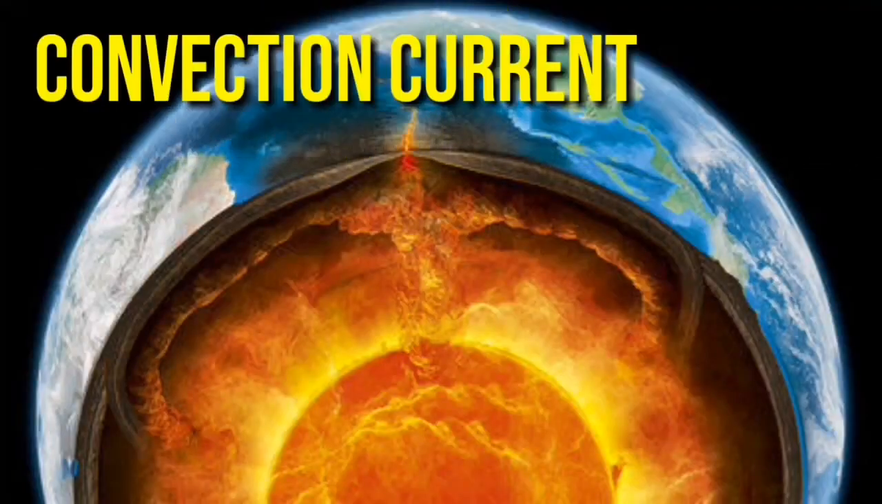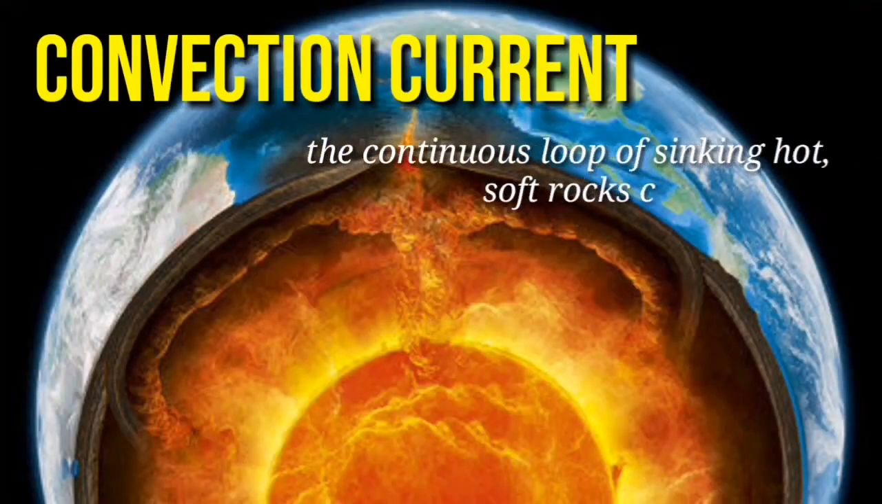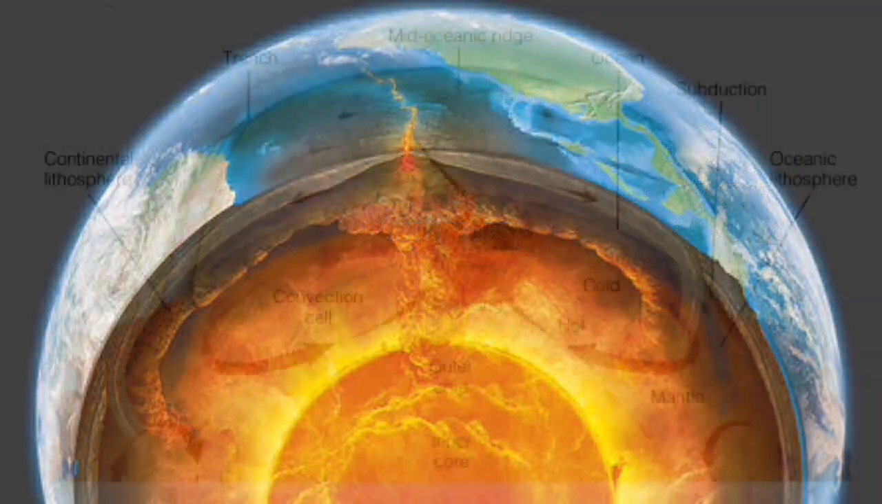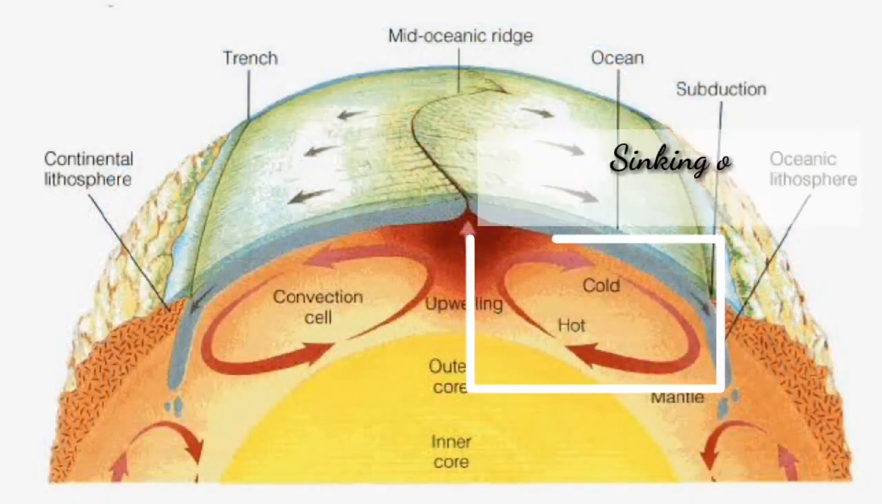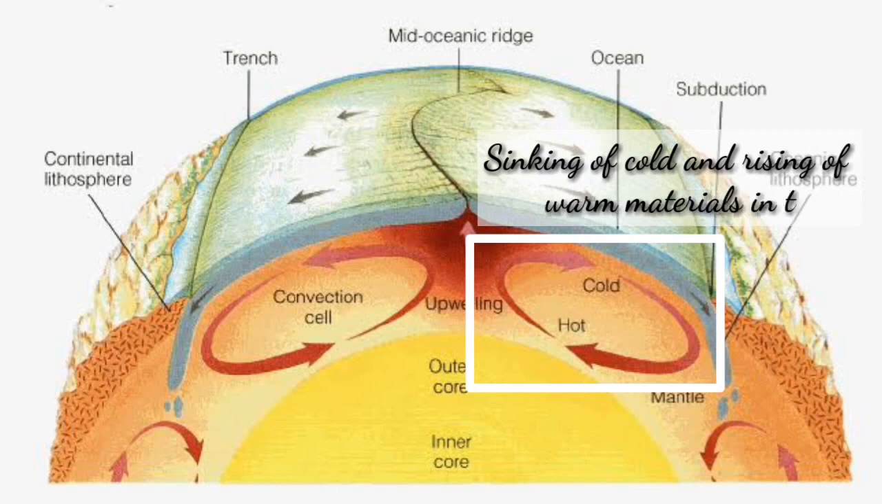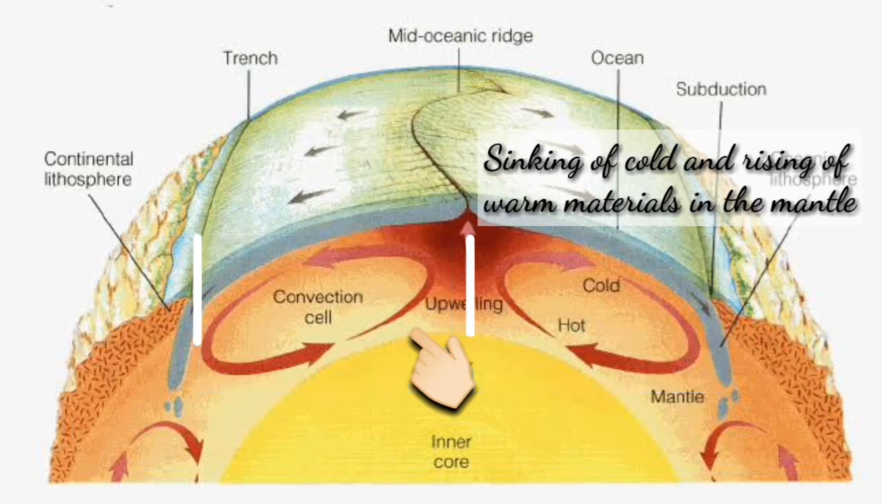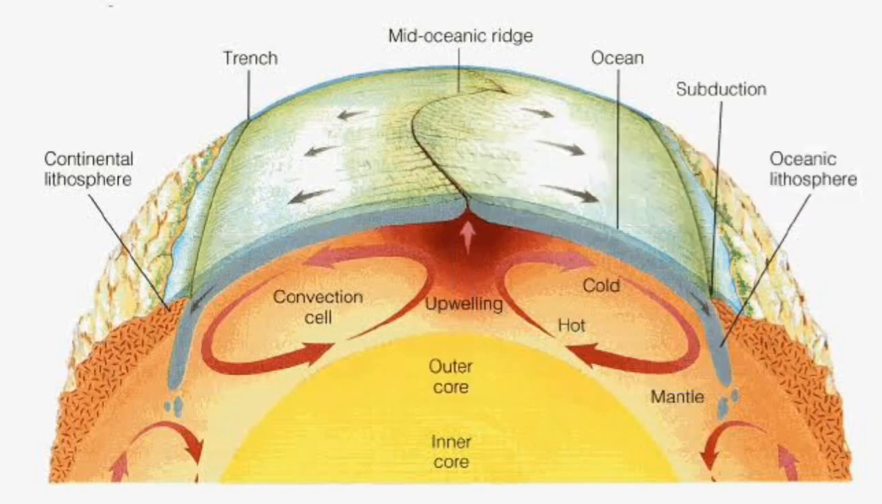Convection helps to move heat within the Earth. Convection current refers to the continuous loop of sinking hot soft rocks caused by energy transfer in the asthenosphere. Convection creates loops of sinking and rising materials in the mantle. This circular pattern is called convection cell. This carries heat to the surface of the mantle much faster than heating by conduction. A convecting mantle is an essential feature of plate tectonics.